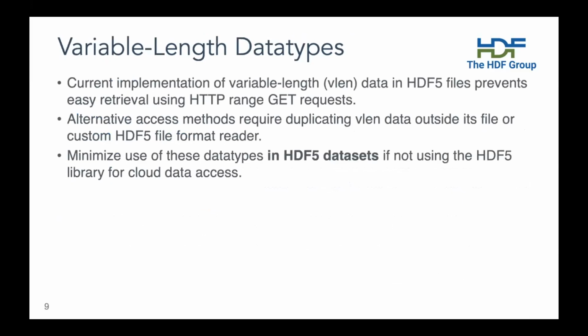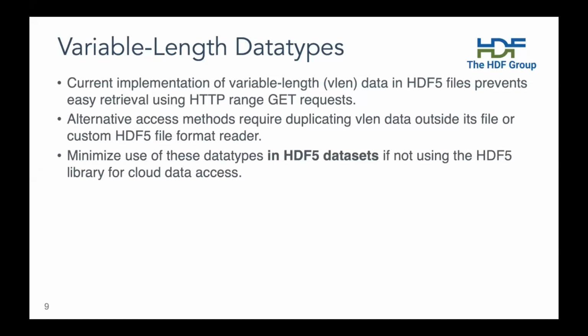Variable length data types. I mentioned it's a note, but because of the way variable length data is stored in HDF5 files, that storage is not really friendly to the idea that there is a contiguous block of bytes that you can request in an HTTP range request and do something with it. And so the solution right now is to try to minimize it as much as possible, or completely avoid it, which would be great.